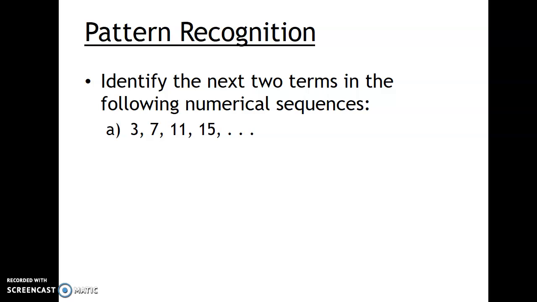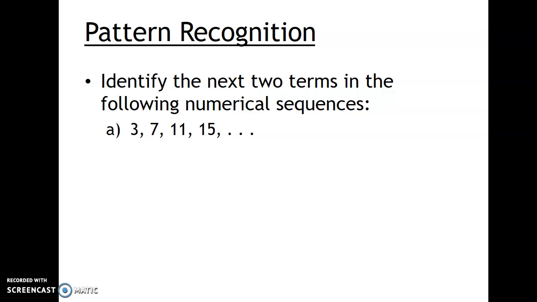By the way, along the way, feel free to pause this and think about things. I've only got so many minutes of recording time that I can execute, so I'm probably just going to assume that you pause while you think about your answer. In this instance, it looks like each pair of numbers is separated by 4. So it seems reasonable to guess that we can add 4 to the last term there, 15, to get the next one, 19.